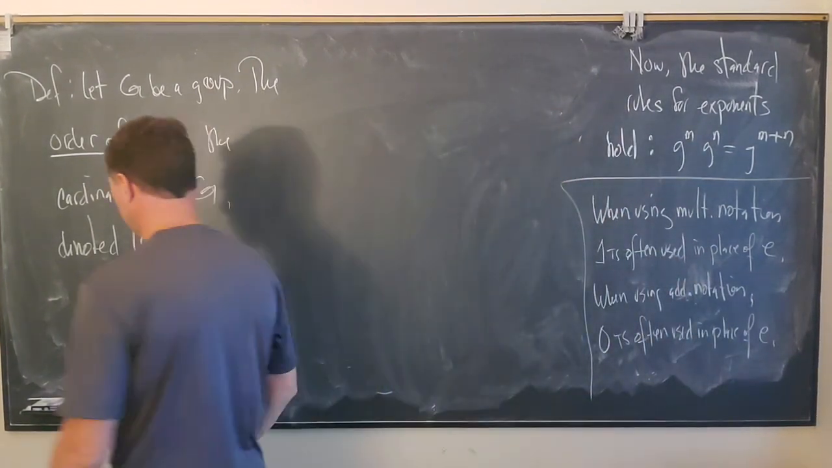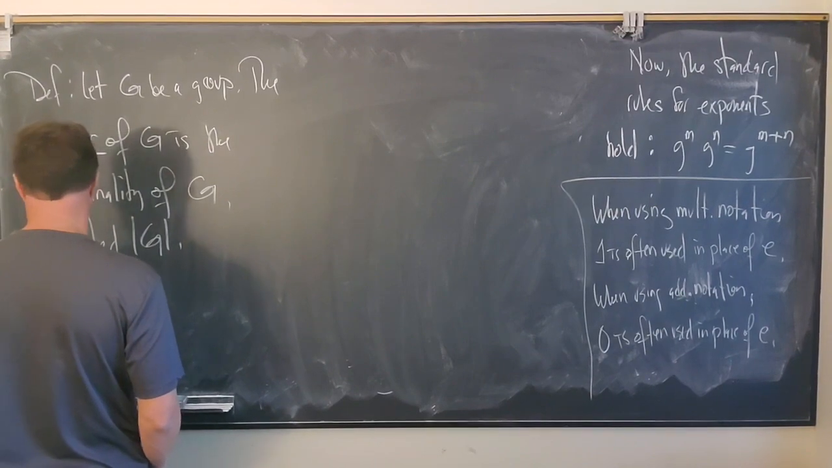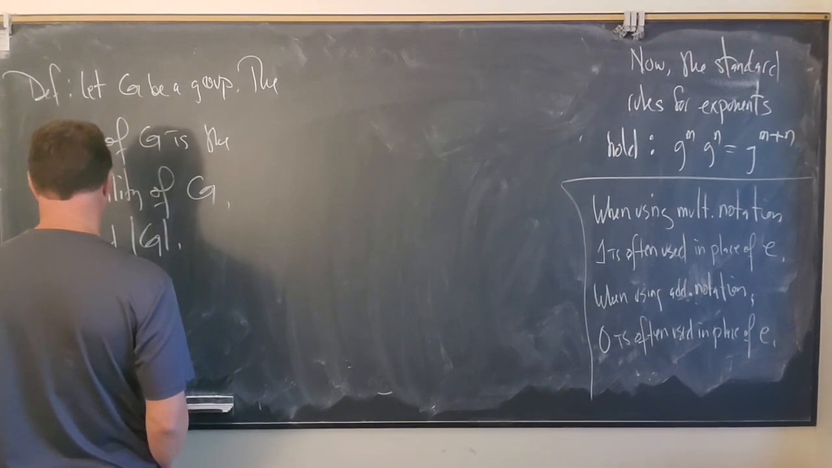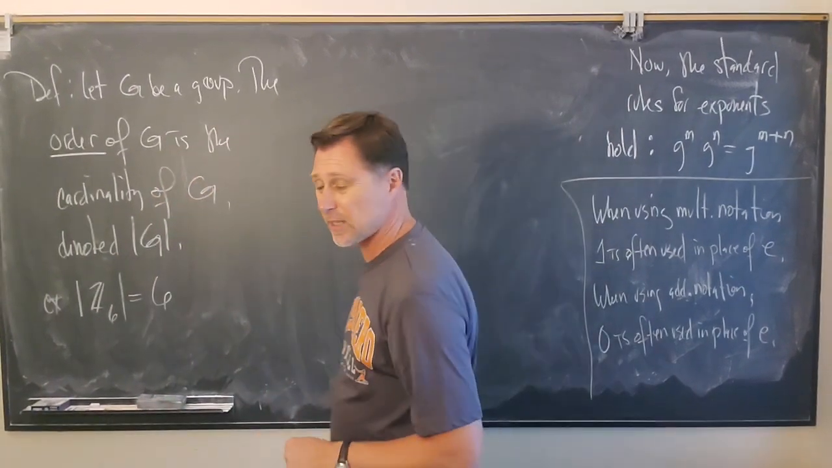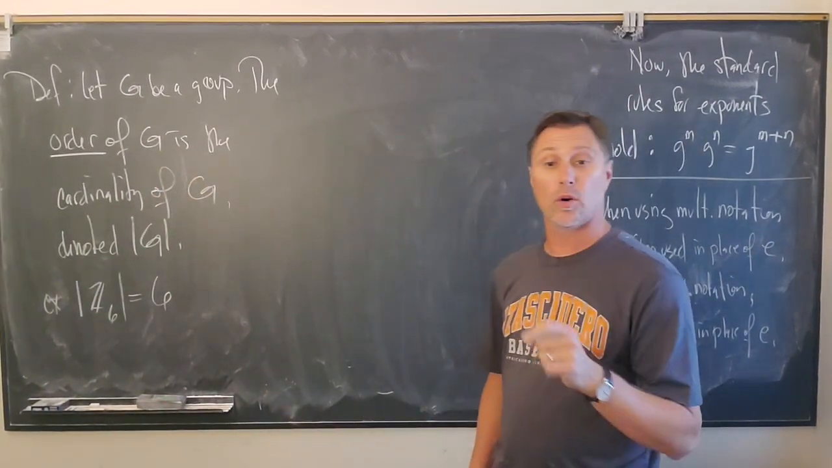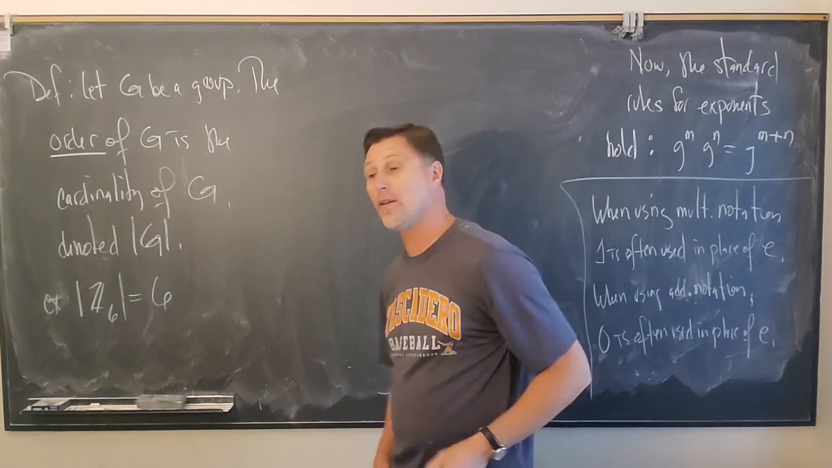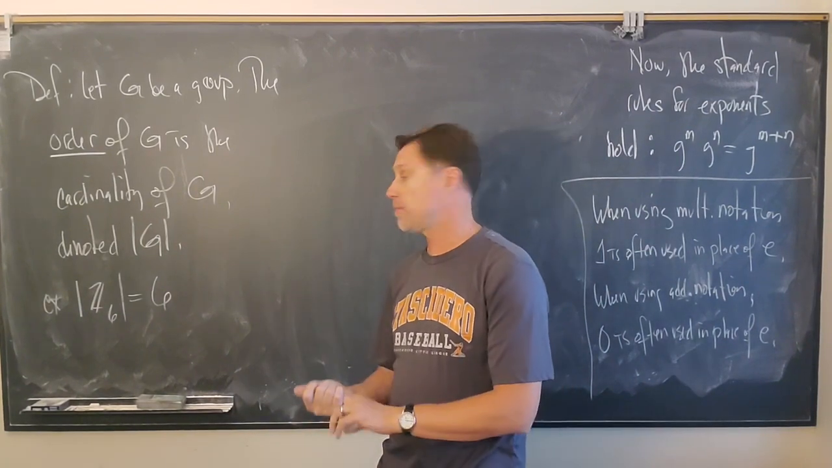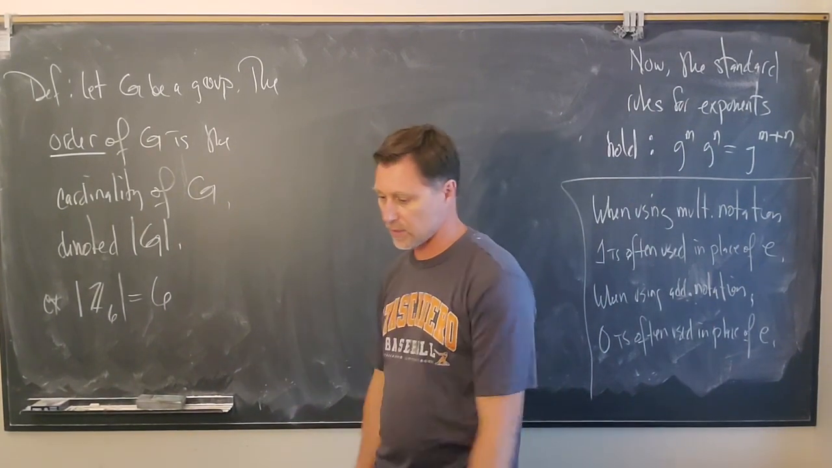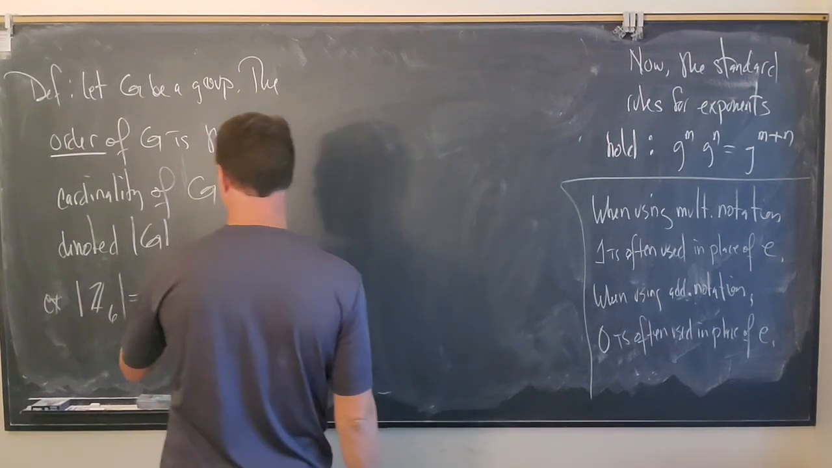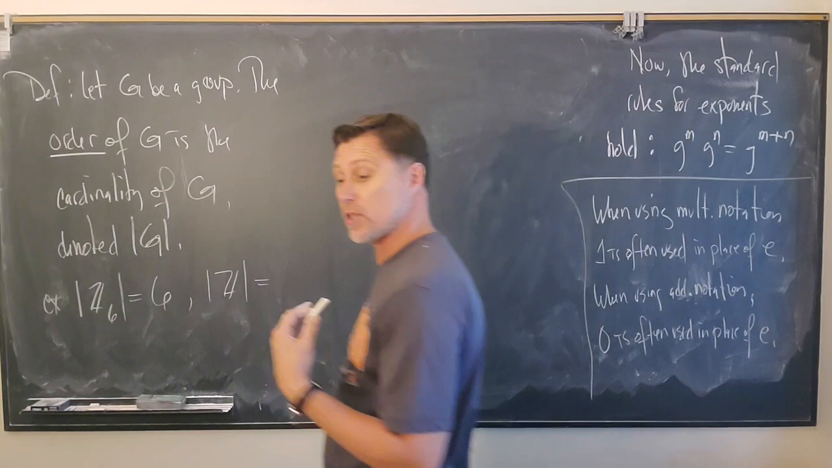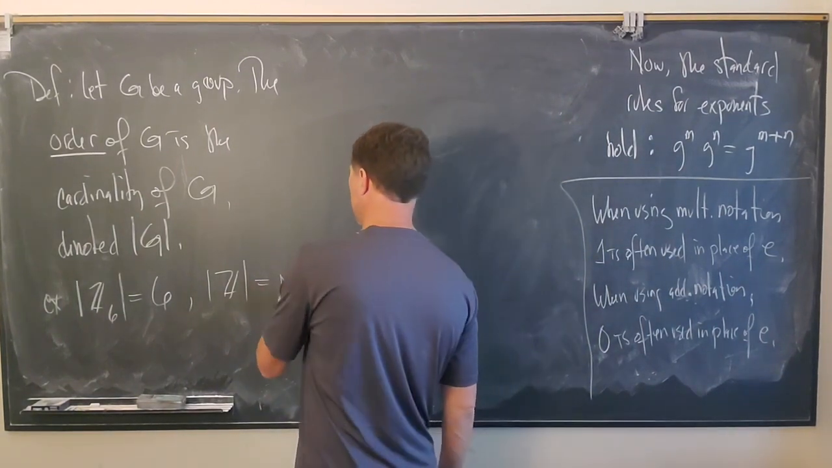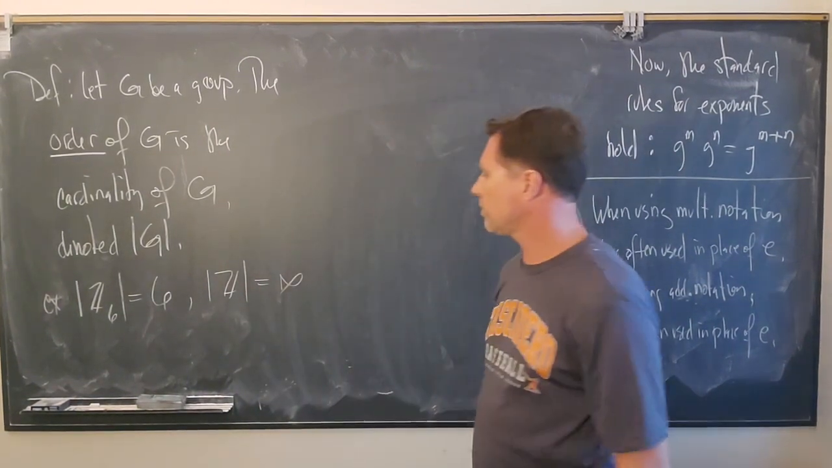So for example, the order of Z6 is 6. Remember Z6, that is the set 0, 1, 2, 3, 4, and 5 under the operation of addition mod 6. Well, there's 6 elements there. The order of the group of integers, remember that's under the operation of addition, well, that's an infinite set, so the order is infinity.